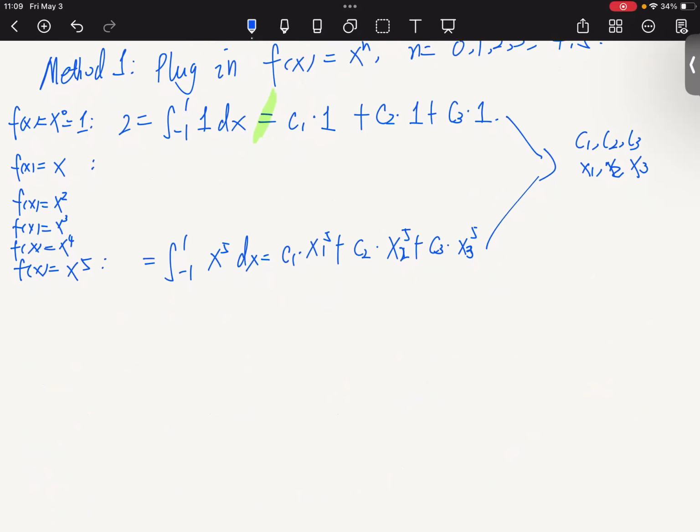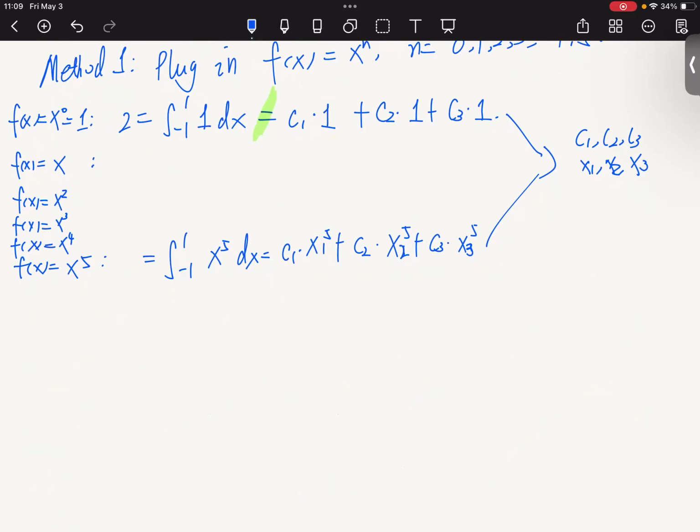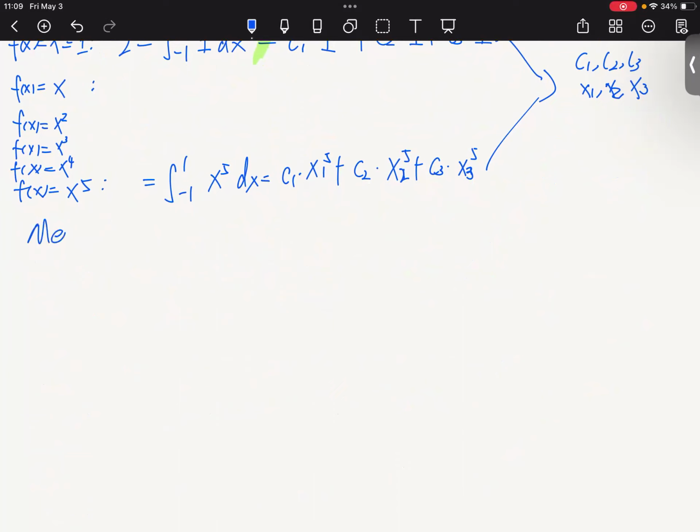If you forget other things, you can still use this method to try to solve for C1, C2, C3, x1, x2, x3 on your exam. And then for method 2, this is a better one. Let me give you one.